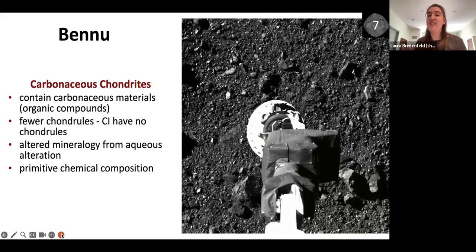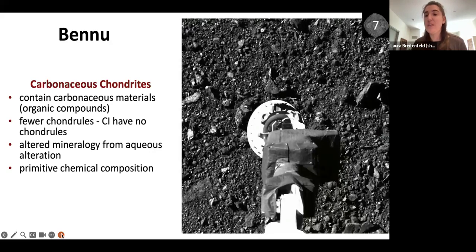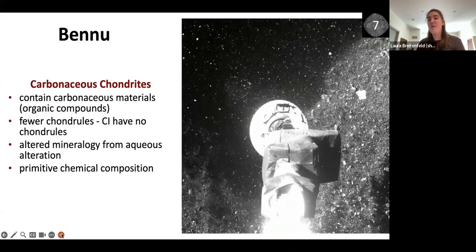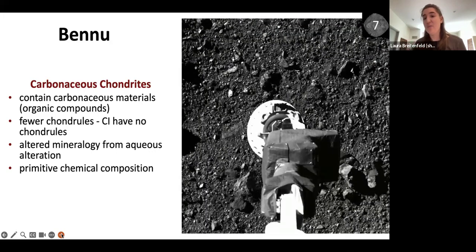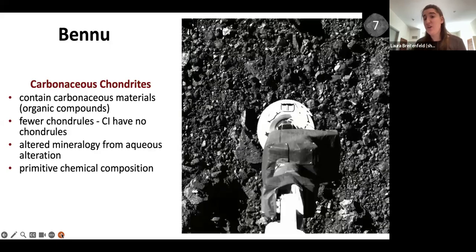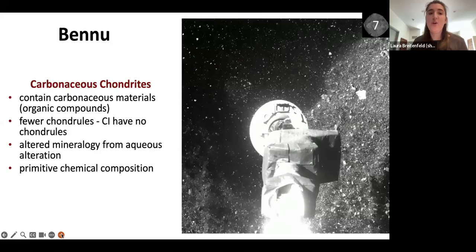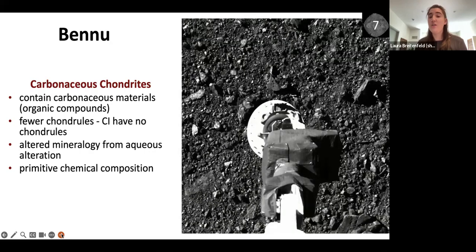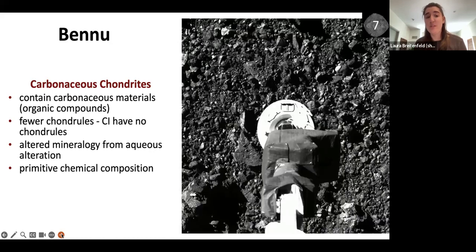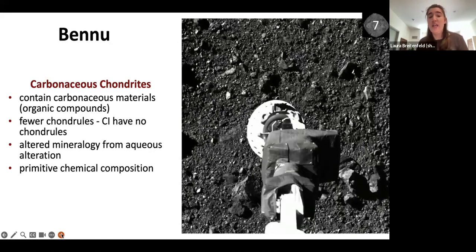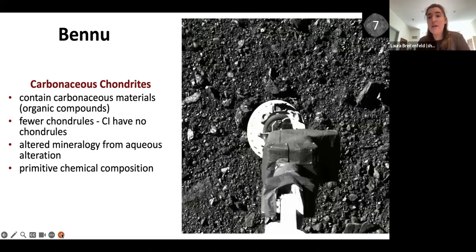So this is a series of pictures that show the sampling event of this asteroid. And really incredible to see the sample being collected here, and then it has been sent back to Earth and has already been analyzed. So we know that this asteroid is made up of carbonaceous chondritic materials. So this means that these materials contain organic compounds.